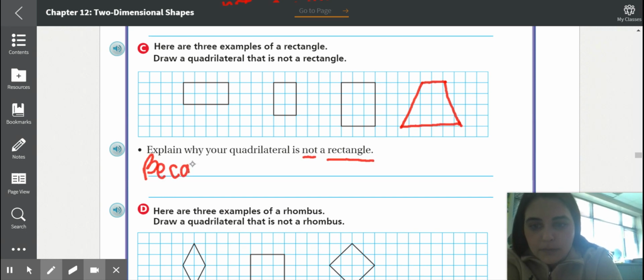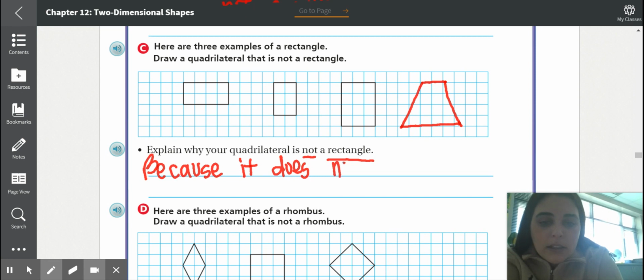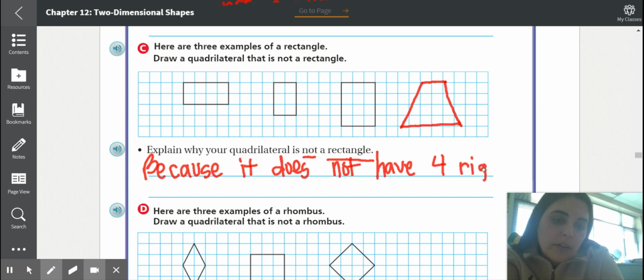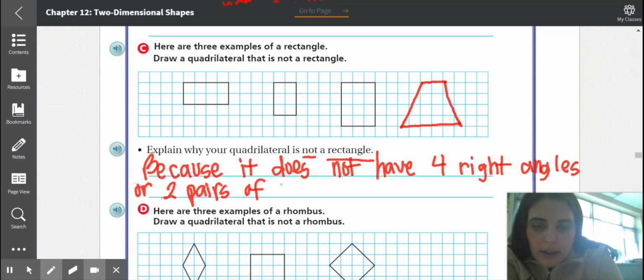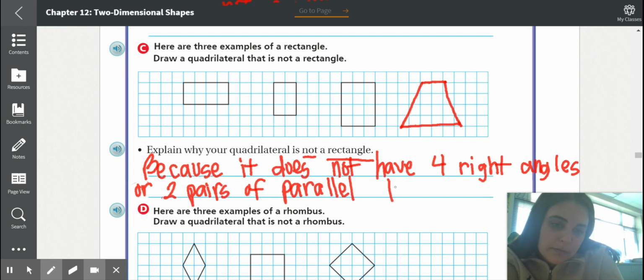Because it does not have 4 right angles, or 2 pairs of parallel lines. Okay.